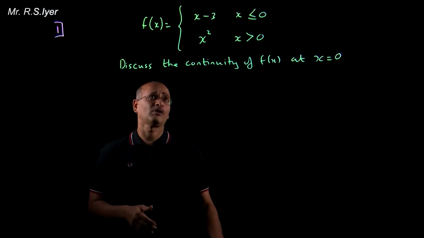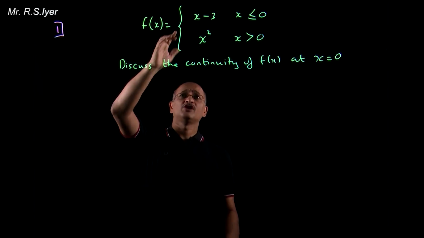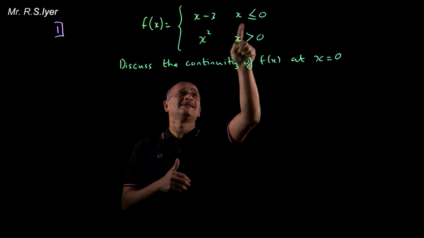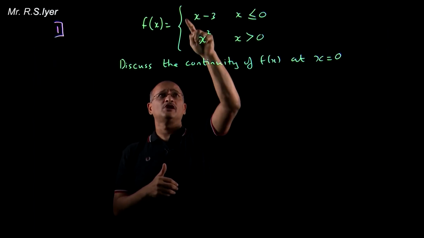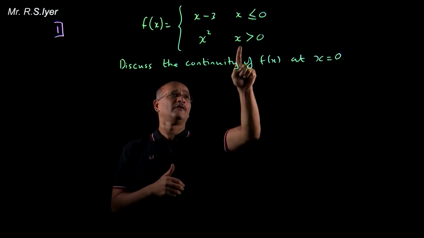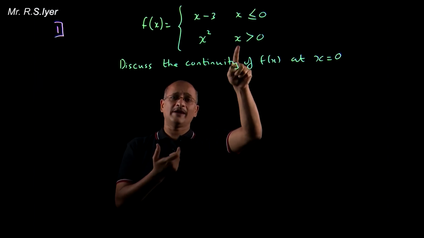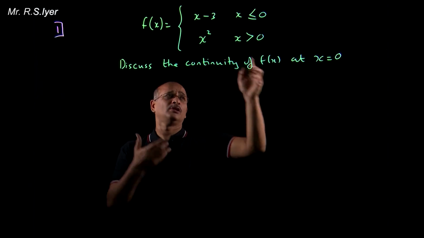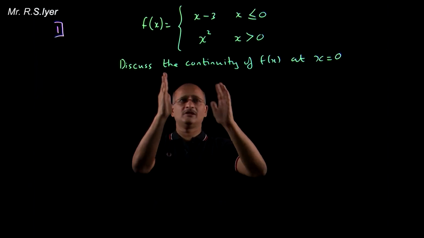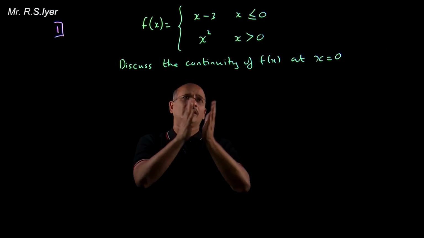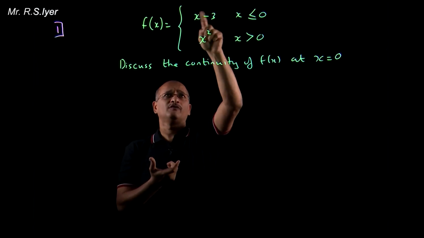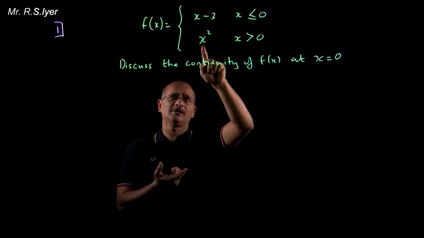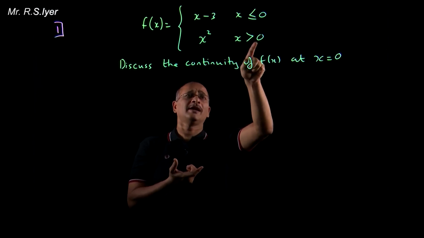Now please understand what I am trying to share with you. This function is given in pieces. When x is less than 0, this function is valid, x minus 3. When the value of x is greater than 0, this other function is valid. So in a number line you have 0, the positive numbers and the negative numbers. In short, remember, x minus 3 is valid when x is less than 0, and x square is valid when x is greater than 0.